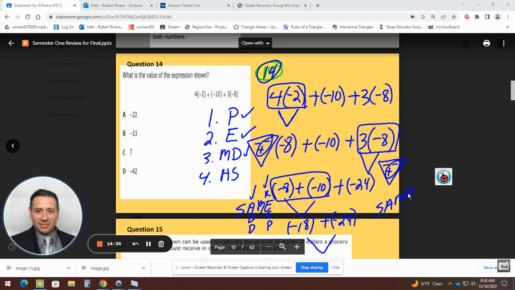Long time ago, I used to tell the kids to even do it this way. I would tell them, the signs are the same. I'm going to add, and I'm going to keep the sign the same. So they would say, the signs are the same, add and keep. I don't do that part anymore because I just thought it was too messy. But if you want to, you can.